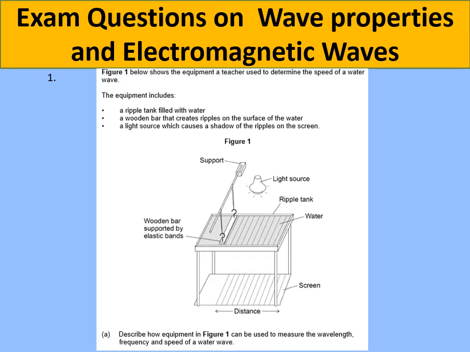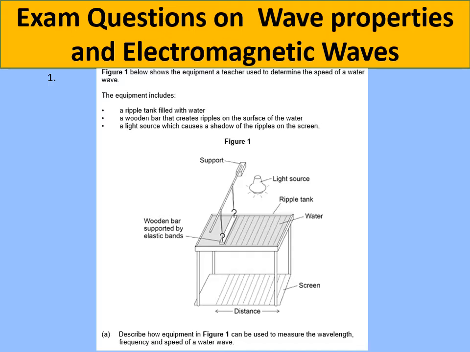So this lesson is looking at some past exam paper questions on P12 wave properties and P13 electromagnetic waves. Question number 1 has a figure which looks like the ripple tank, showing the equipment a teacher used to determine the speed of a water wave.